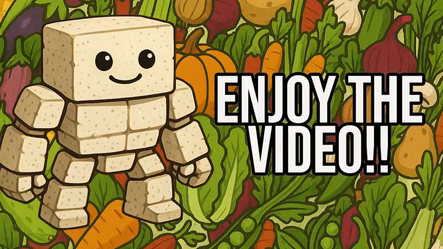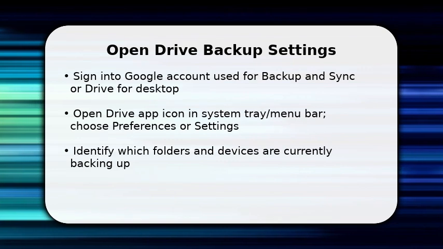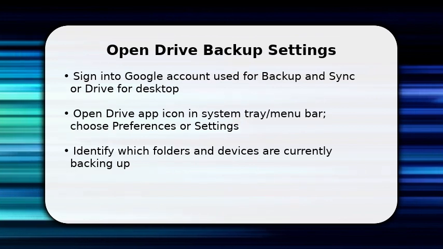Please enjoy the video. You start by opening the Drive desktop app because that's where backup controls live. Sign into the Google account that's doing the backup, then click the Drive for desktop or Backup and Sync icon in the system tray or menu bar. Once the menu appears, choose Preferences or Settings to reveal backup targets.